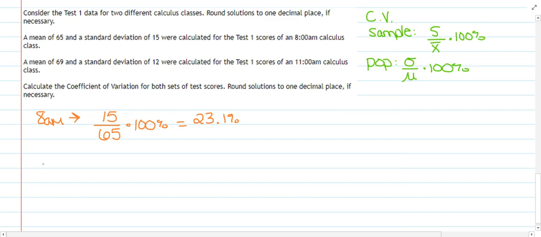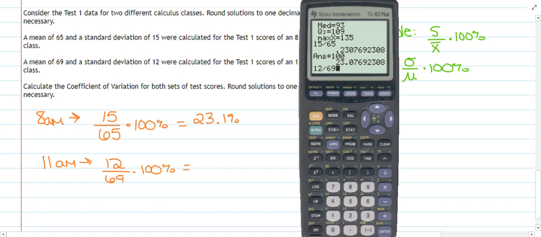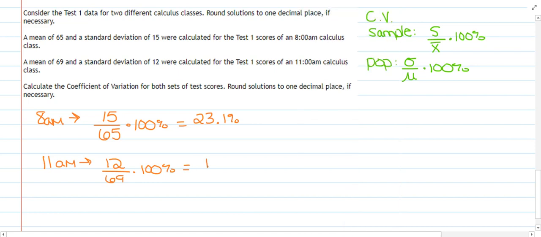And then we have our 11 a.m. class, which has a standard deviation of 12 and a mean of 69. So let's see what that gives us. 12 divided by 69 times 100, 17.4%.